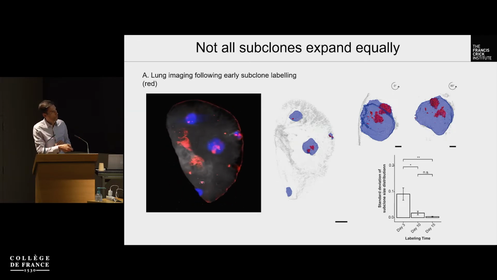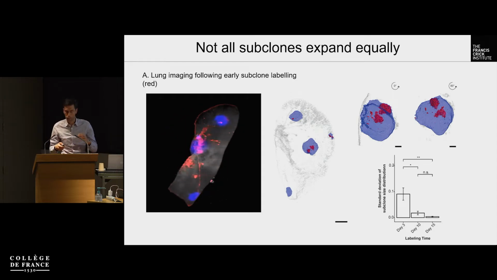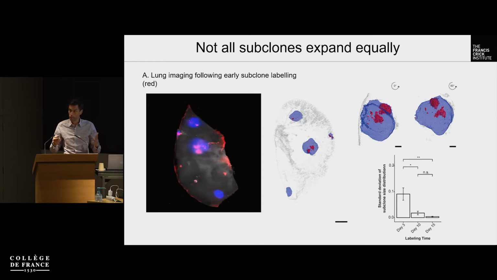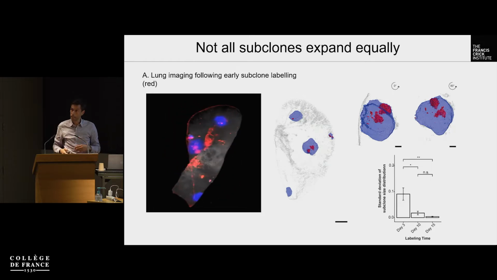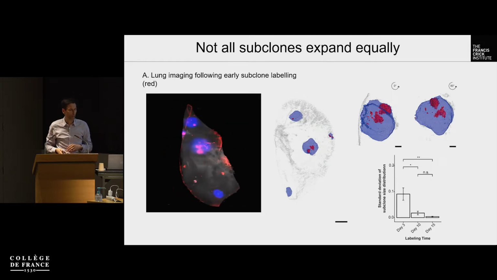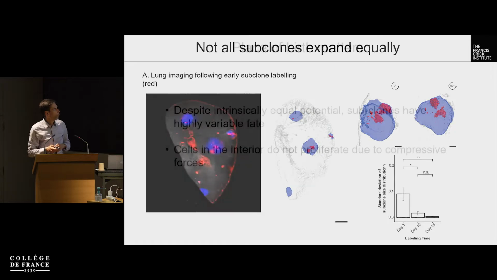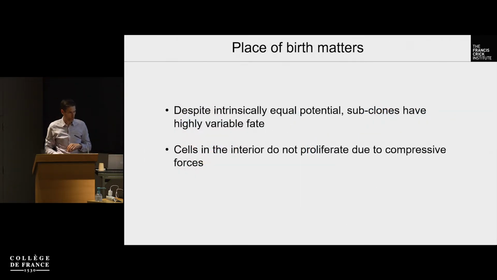And we can measure it simply as the variance of the subclone size. So a big variance means a big place of birth effect. A small variance, which if we do the labelling rather late doesn't have time to develop, means a low place of birth effect. So this is what I've just told you. Cells in the interior do not proliferate due to the build-up of compressive forces. But is it really as simple as this?